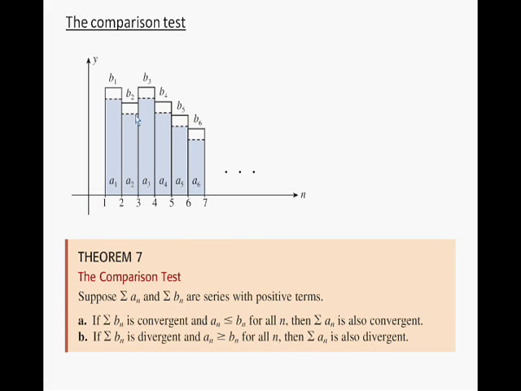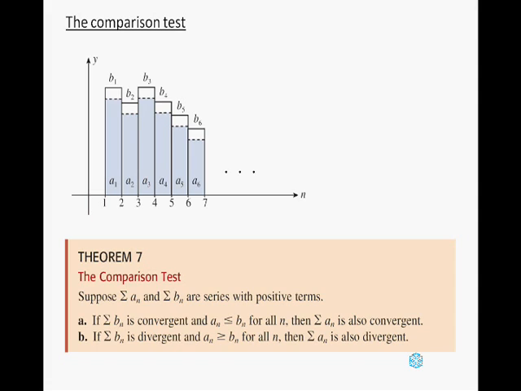So it's the theorem for the comparison test. And what this theorem says is that if you've got two series, one with a terms, the other one with b terms, and if the series with b terms is convergent and an is always less than or equal to bn for all n, well then the series with a terms is also convergent. And if the series with b terms is divergent and an is greater than or equal to bn for all n, then the series with a terms is also divergent.